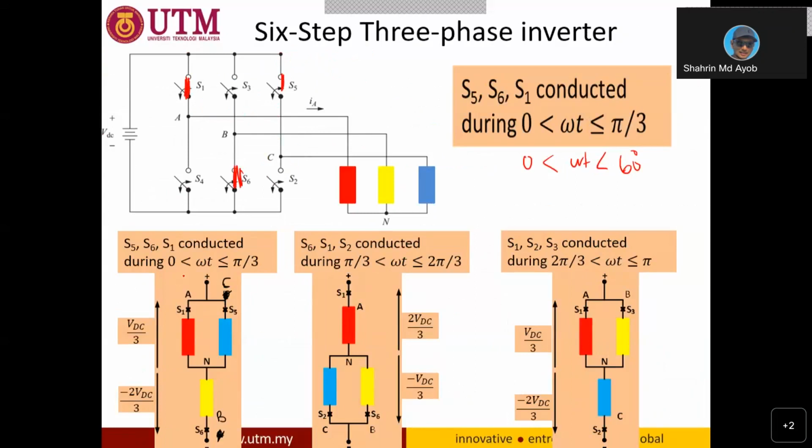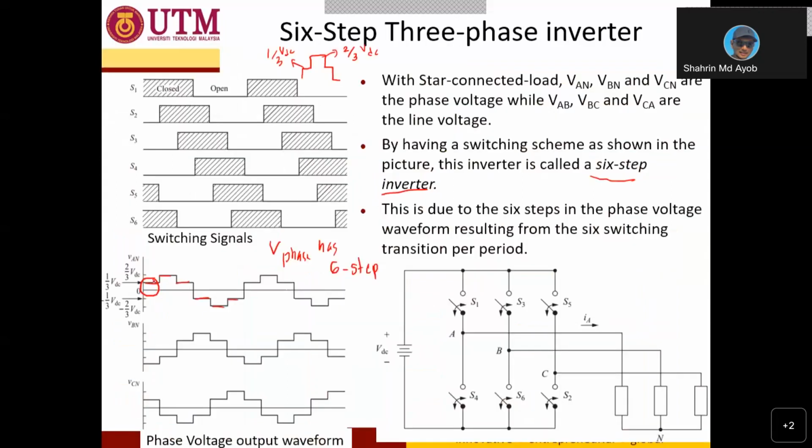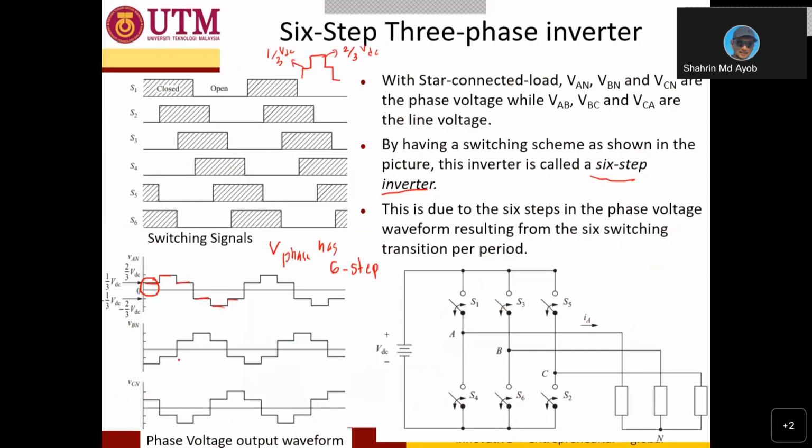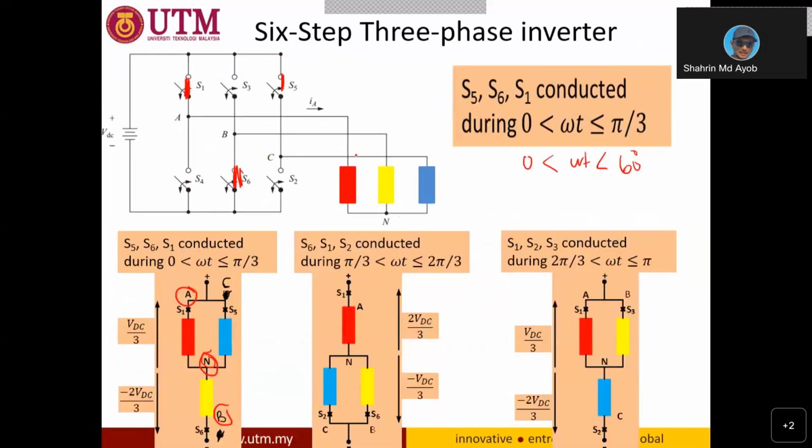So you will see that this one is VAN. The voltage appearing across VAN is VDC over 3. That's why I have my VAN as 1 over 3 VDC here. While for VBN, the voltage across this VBN is negative 2 VDC over 3. So that's why my waveform for VB for this first 60 degrees interval is negative 2 over 3 VDC. This actually depends on the interval.